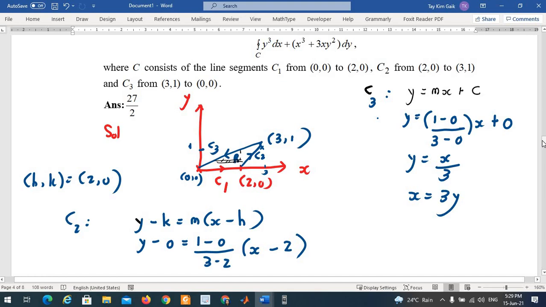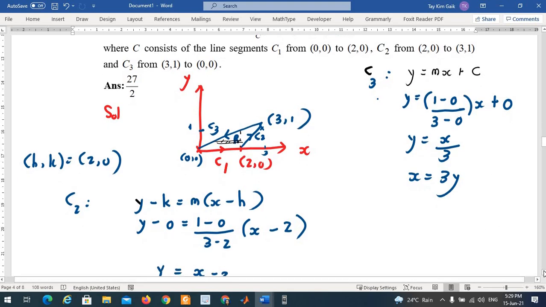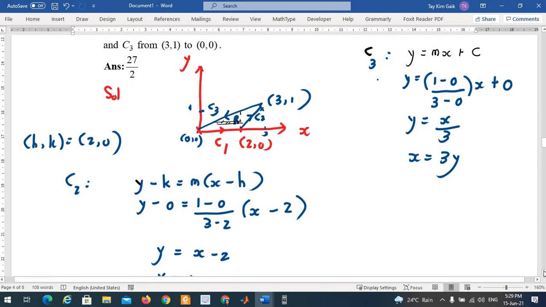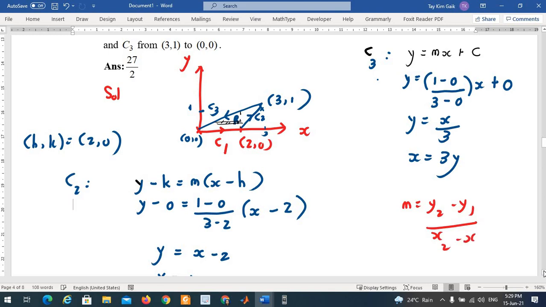The challenge is that you have to recall how to get the straight line equation from the knowledge you learned in secondary school. For curve C3, C is the y-intercept, so you use y equals mx plus c. And m is the slope. You take any two points, y2 minus y1 divided by x2 minus x1, so it finds m here.